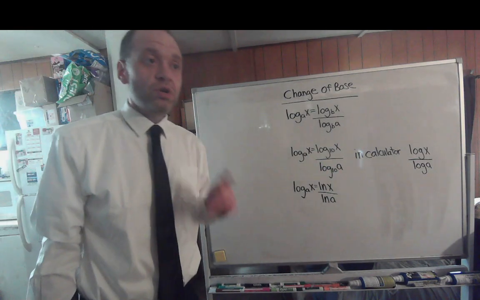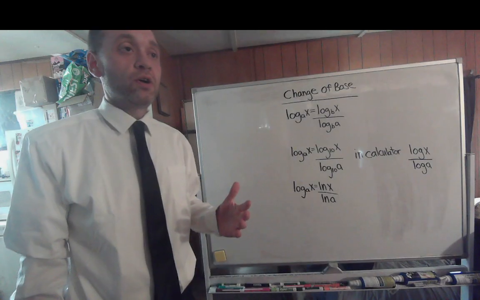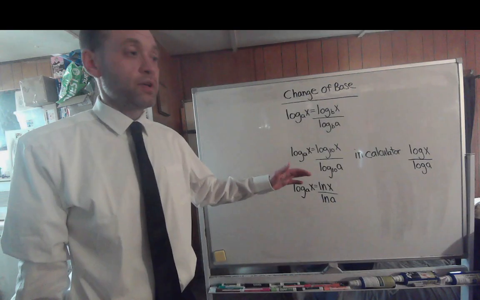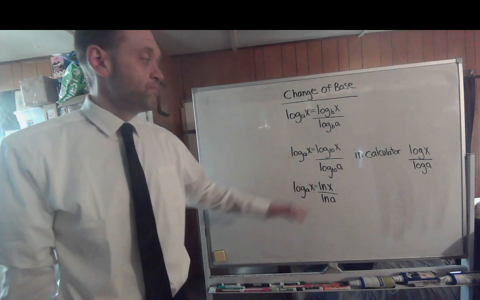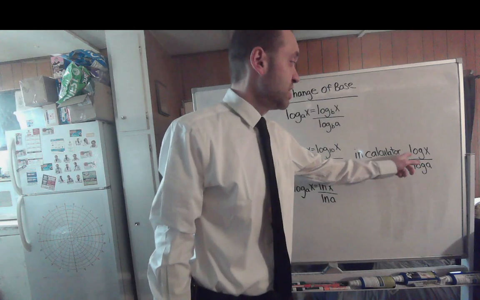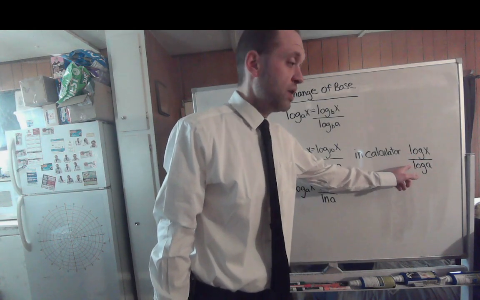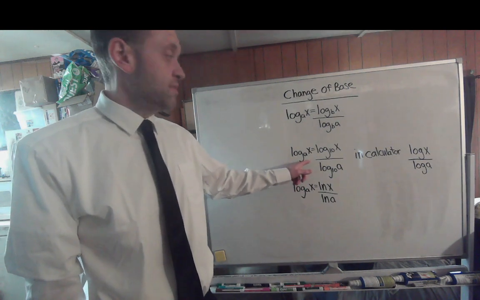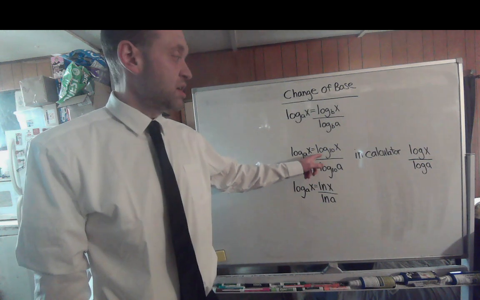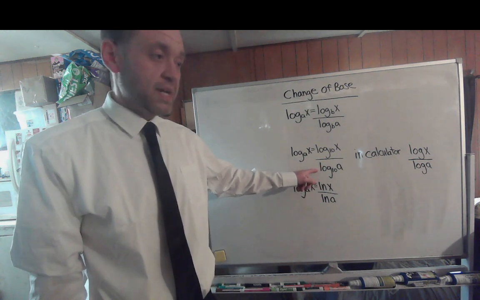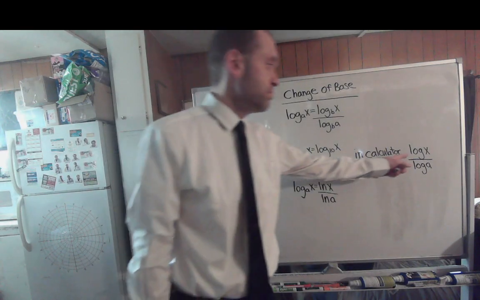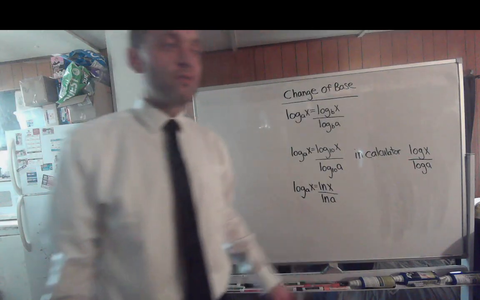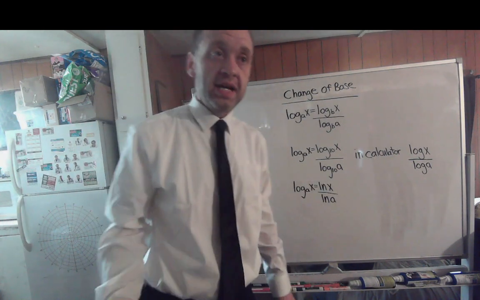Now, when you put this into a calculator, you really only have two options. You have the common logarithm, which is base 10. In your calculator, it would just appear log x over log a. So log base a of x, you can convert this into log base 10 of x over log base 10 of a, which is log x over log a, because your calculator for the log is set for base 10.